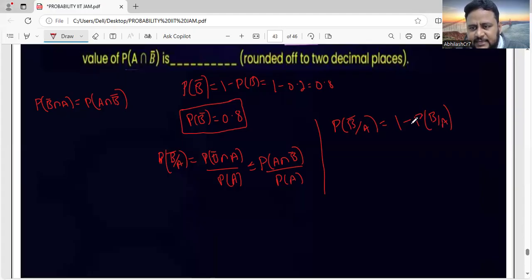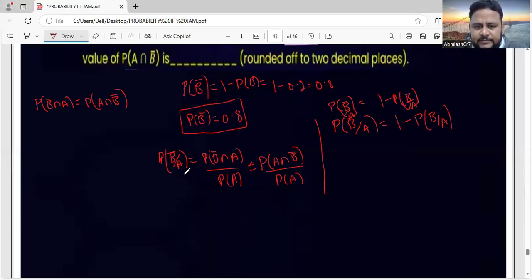Probability of B dash by A, I can write it as, for your understanding, see, probability of B dash can be written as 1 minus probability of B. Whatever B dash is there, I'll divide by A. That's all. So that is how we got this formula: probability of B dash by A is equal to 1 minus probability of B by A. Same thing, for that I have divided by A.